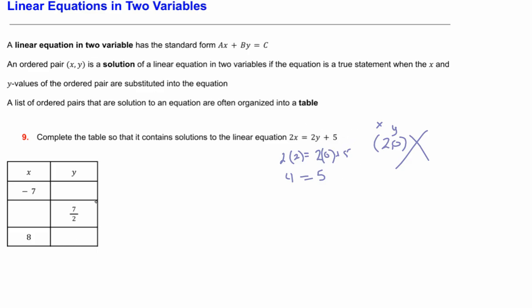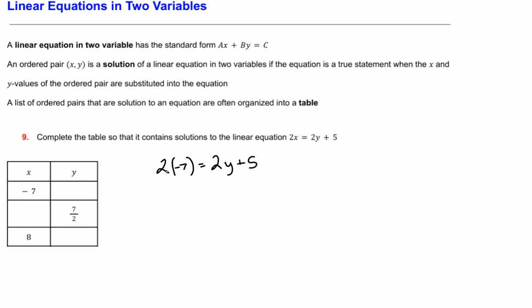I have over here a table, and we're going to try plugging negative 7 in for x and figuring out what y is. So if I take the negative 7 and put it in place of this x right here, so 2, and I'll put the negative 7 right there, equals 2 times y plus 5. Well, multiplying this out, this is negative 14 equals 2y plus 5.